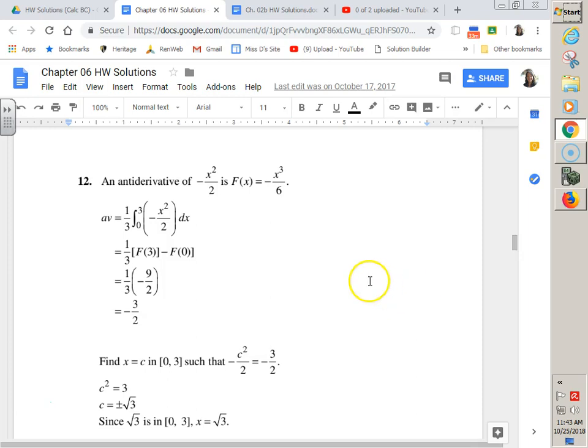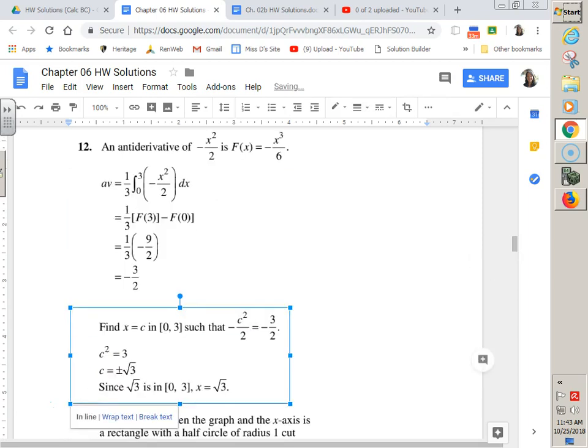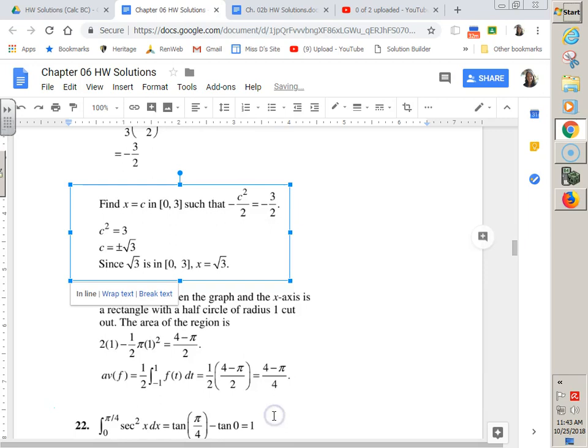And then on number 12, really quickly, we pointed out on this one that you did need to look in the interval. That's why it was only positive root 3 instead of the other. But I think I also just switched the orientation of that, but that's okay.